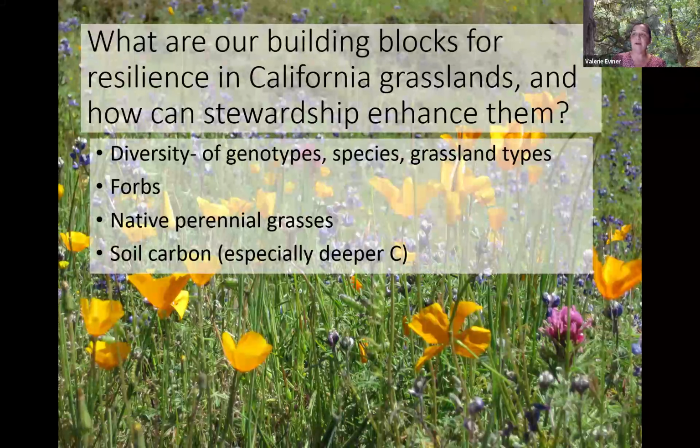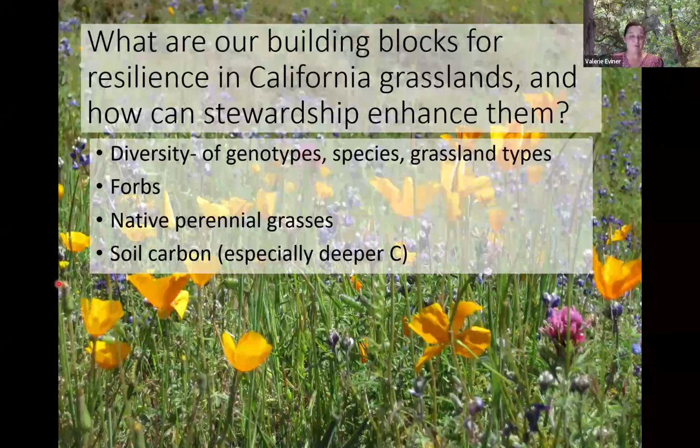The first is thinking about diversity. And I'm just going to very briefly touch on this because this is something probably you're all very familiar with. But the more different types of species, the more genotypes we have of species, the more diversity of different types of grasslands we have, the better insurance we have to all of this variation that's happening, right? The more probability we're going to have some aspect of those systems be able to handle the droughts and the fires and whatever other changes are coming down the pipe.